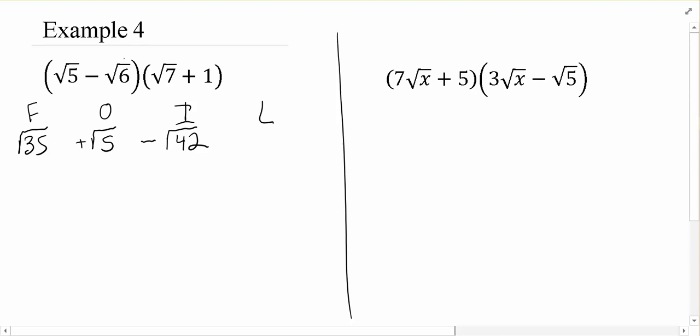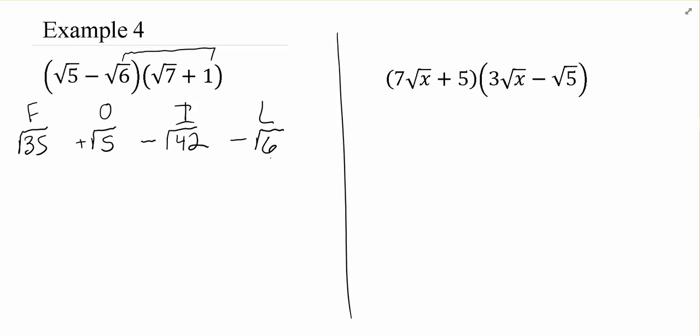And then the L part of FOIL, negative times 1 is negative, and then root 6. None of those numbers can be simplified, and so those 4 terms are really our answer to the first part of this example here. So let's move on to the second part of the example.